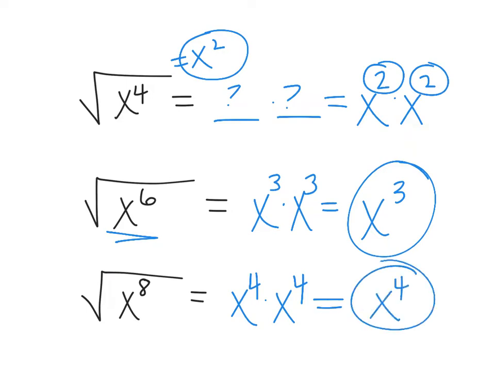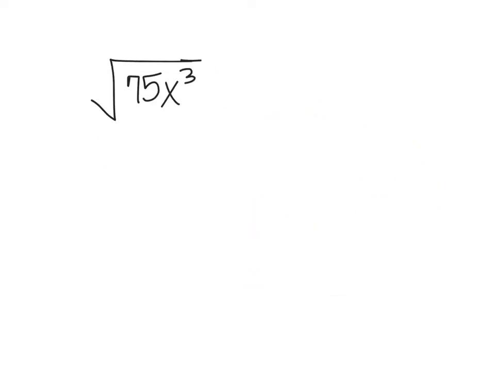Now, hopefully you saw a little trick that is going to end up helping you, is you can divide these by 2. Okay, so what happens if it's not an even number like that? What if it's like x to the 9th? Well, I'm going to show you what you can do in the next example. Okay, well, how about one like this? 75x cubed. All right, I'll show you how I would do this one.